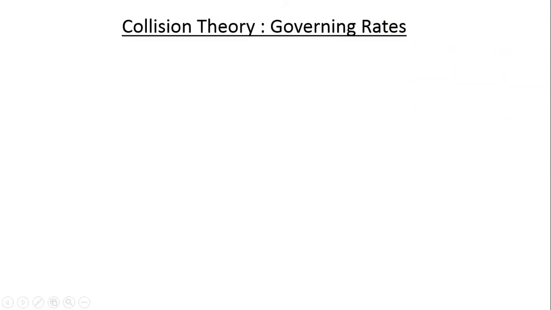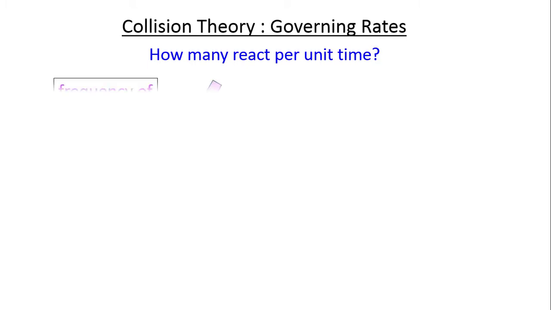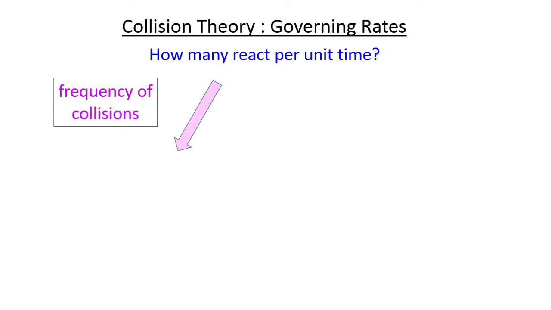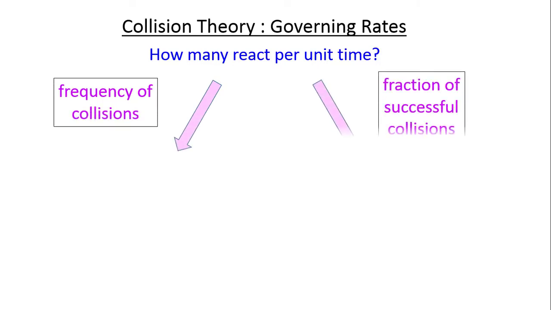So, what determines how fast a reaction goes? In other words, what determines a reaction's rate? A reaction rate essentially tells us how many molecules react per unit time. These factors are generally broken down into two categories: those that affect the frequency of collisions, and those that affect the fraction of successful collisions.